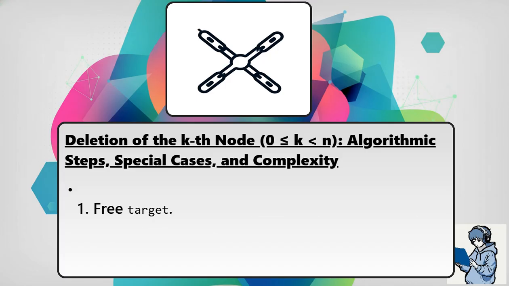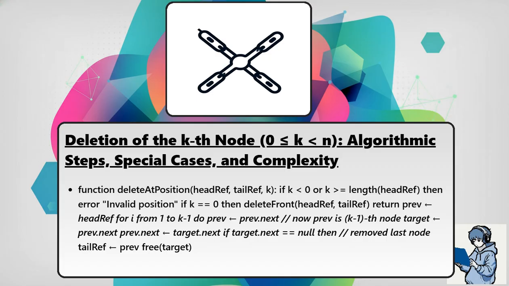Free target. Function delete at position(head reference, tail reference, k): if k < 0 or k >= length of head reference, then error, invalid position. If k equals 0, then delete front(head reference, tail reference), return. prev assign head reference. For i from 1 to k-1 do prev assign prev.next; now prev is the k-1th node. target assign prev.next. prev.next assign target.next. If target.next equals null, removed last node, tail reference assigned prev. Free target.